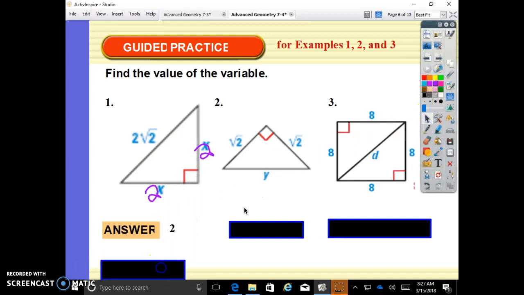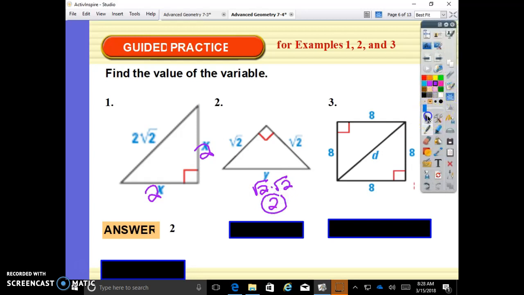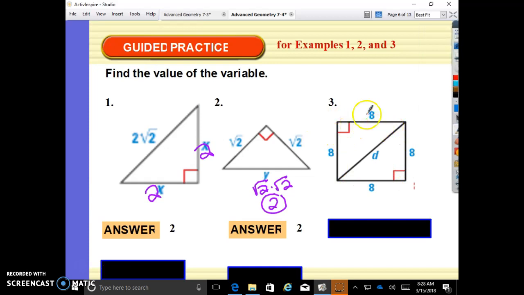Look at number 2. X, x, x rad 2. X, rad 2. Rad 2 times rad 2 is rad 4, or 2. And over here, this is a square. So it's a 45, 45, 90, right? X, x, x rad 2.